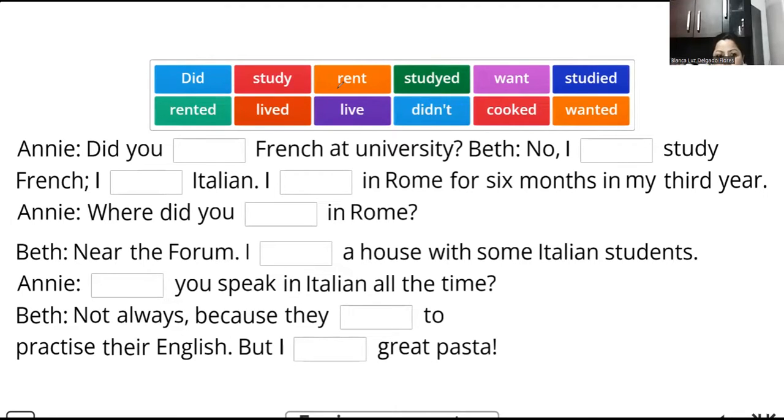Did you study French at university? Okay, yes, that's what we're going to do right now. So let's try to find the correct forms. We need to fit this conversation with these color verbs. Did you? So what do you think in here? What do we need to add here? We have several verbs. Select one. Study, studied, studied. Which one? Did you leave the color blue?